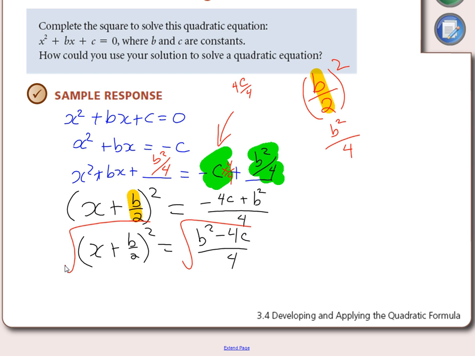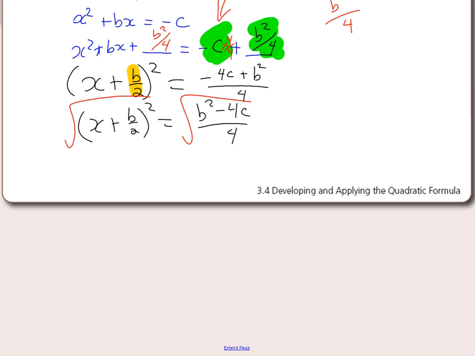Gives us now x plus b over 2 equals plus or minus the square root. I'm going to give the numerator and the denominator its own square root. B squared minus 4c over, well, look right there, square root of 4. Oh, that's 2. Notice that I've taken the square root of the 4. Last step, let's subtract over the b over 2 to both sides.